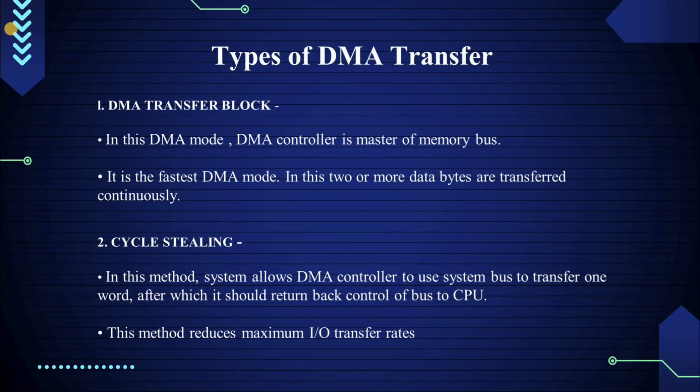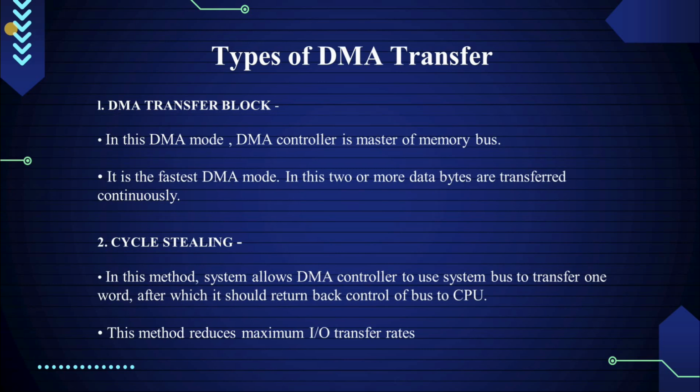On this slide, we will talk about two types of DMA transfer: DMA transfer block and cycle stealing. DMA transfer block is a very fast method where the DMA controller is in control of the memory bus and can continuously transfer two or more data bytes without interruption. Cycle stealing is a different method where the DMA controller transfers one word of data at a time and must give up control of the system bus to the CPU after each transfer. This method can be slower than DMA transfer block because the CPU must frequently interrupt the data transfer.